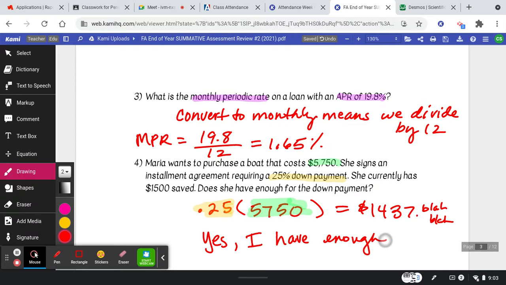And let's say you really want that boat and you don't have enough. Could you negotiate with the person? Could you say, hey, would you take 15% down or would you take 20% down? I don't quite have 25. And what do you do, guys? You walk away. You walk away out of that dealership.